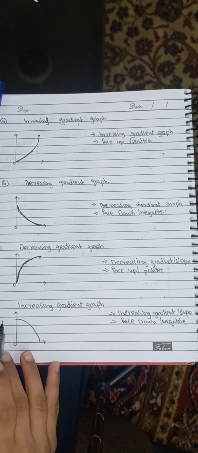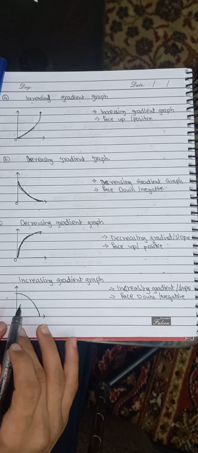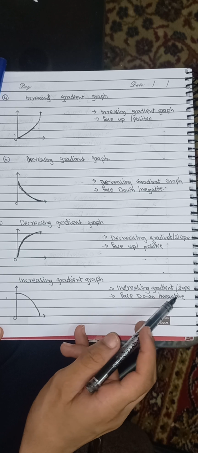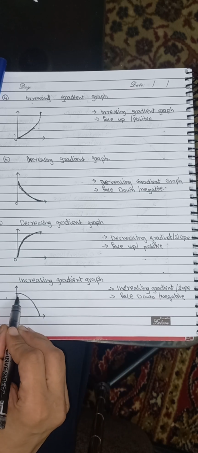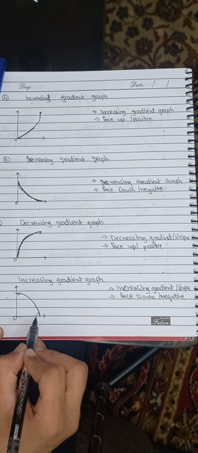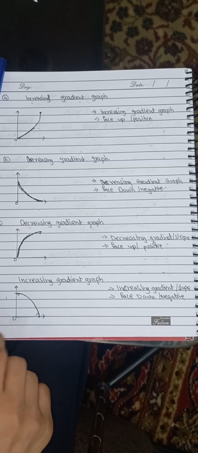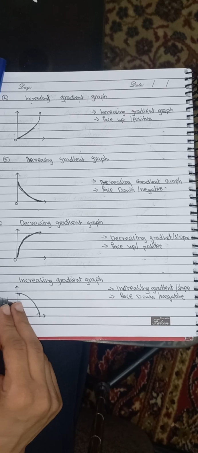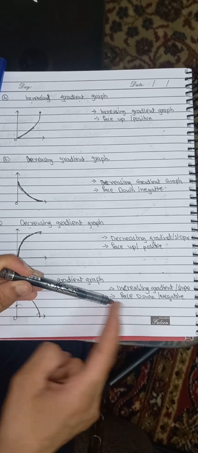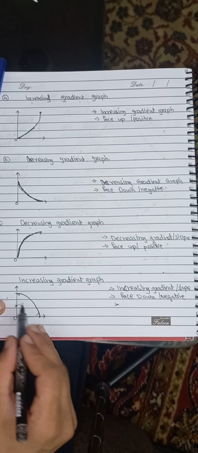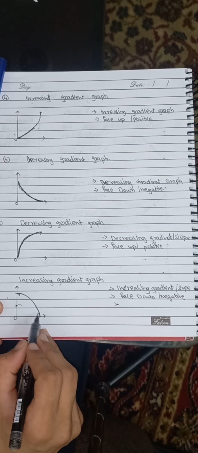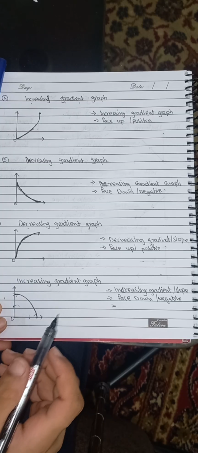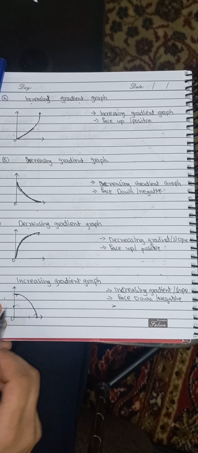Now we will study the last graph of today's lecture, which is an increasing gradient graph, in which we say that this is an increasing gradient or slope. Here the graph is less steep, but over here the graph is more steep. If a thing is like this, it is hard to climb over here, but if the thing is like this, it is easy to climb. This is an increasing gradient graph, as the gradient is increasing with time, and it is a face down graph. It is coming from left to right but downwards.